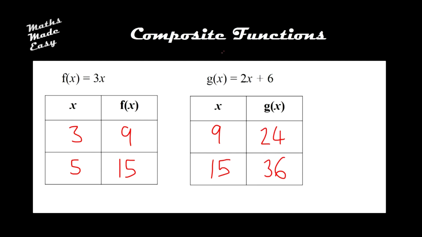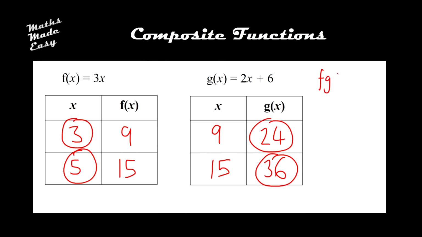Now composite functions are concerned with how can I get from this value to this value, or this value to this value, in one function, rather than putting it through two functions. And the way we write that down is either fg of x or gf of x, depending on which function we did first.